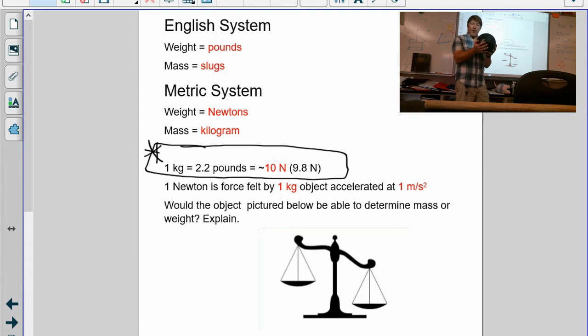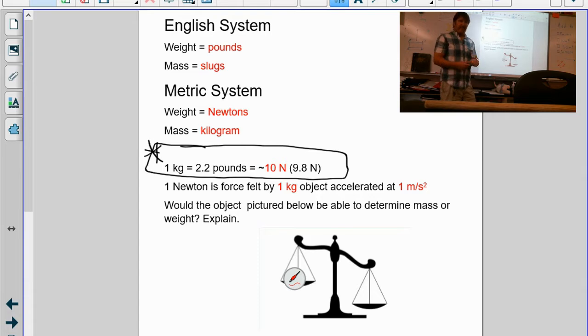If I were to weigh this bowling ball on Earth, put it on a scale, and then go to the moon and put it on a scale, I would see that that number does change because there's a different gravitational pull. So does this measure mass or weight? In other words, if I were to put an object on it here on Earth and then take it to the moon and look at it again, would it change? If it doesn't change, it's measuring mass. If it does change, it's measuring weight.